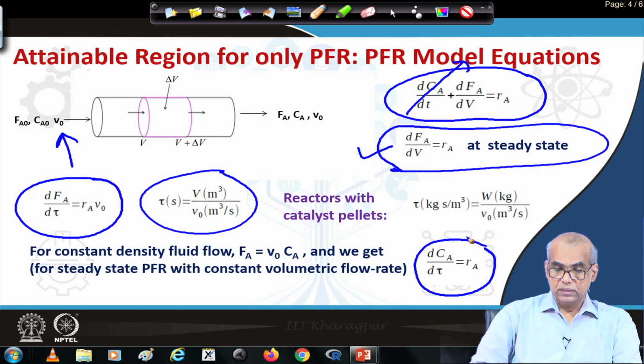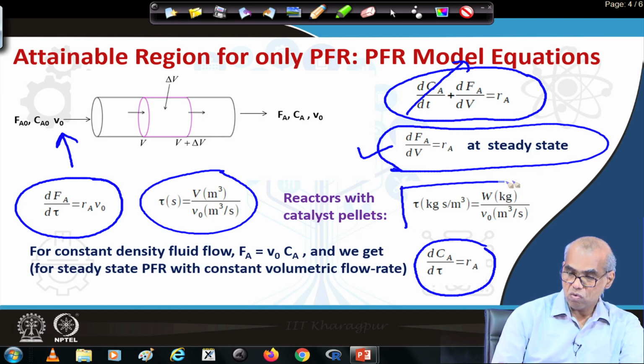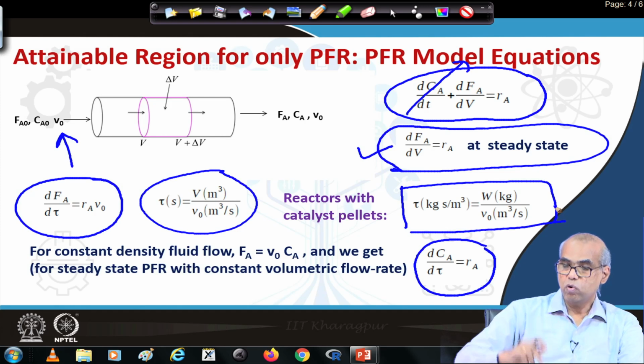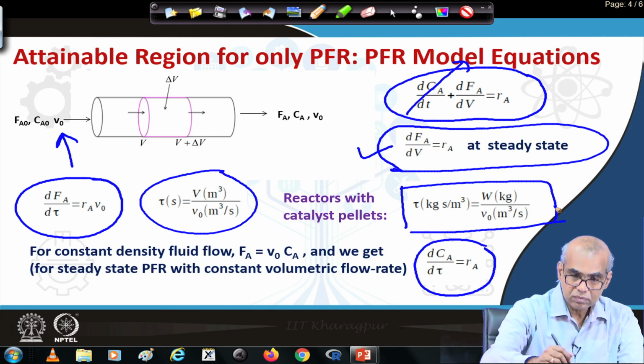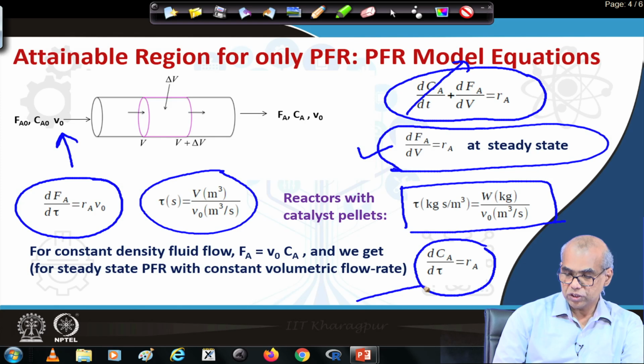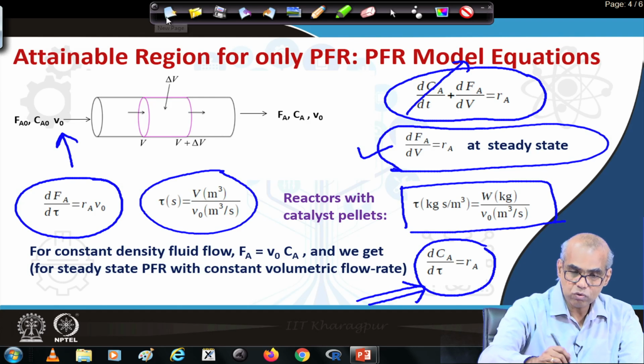Note that if you have catalyst pellets in the reactor, for example, a packed bed reactor can be modeled as a plug flow reactor. So, we can write the space time τ as weight of catalyst divided by the volumetric flow rate. So, let us now focus your attention on this equation dCA/dτ equal to RA. We will make use of this equation.